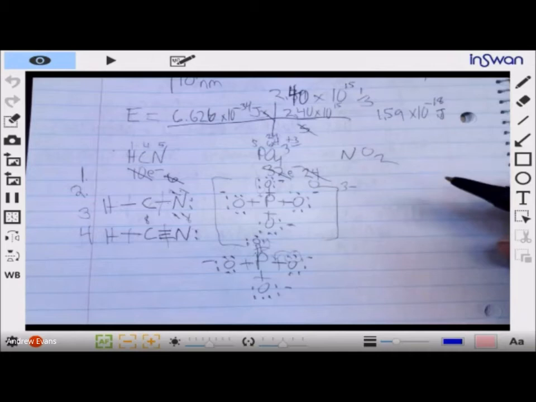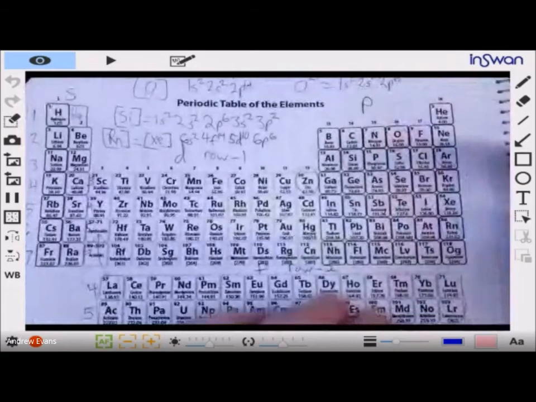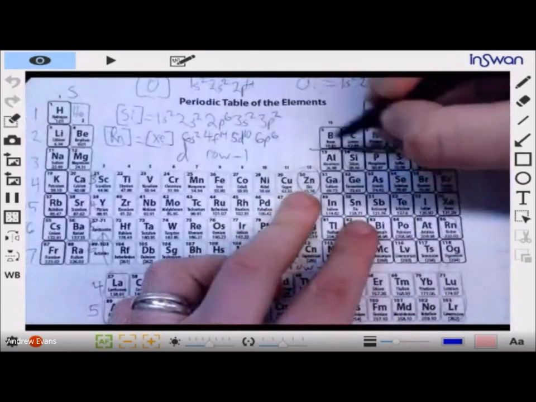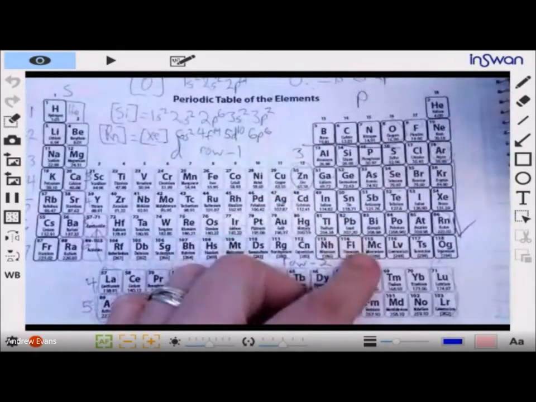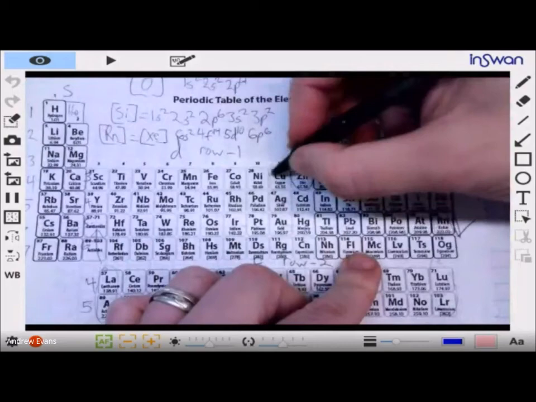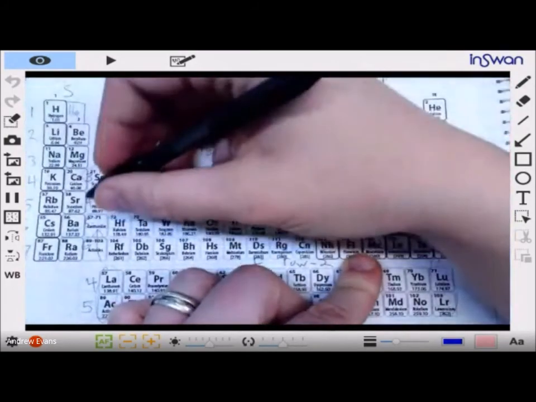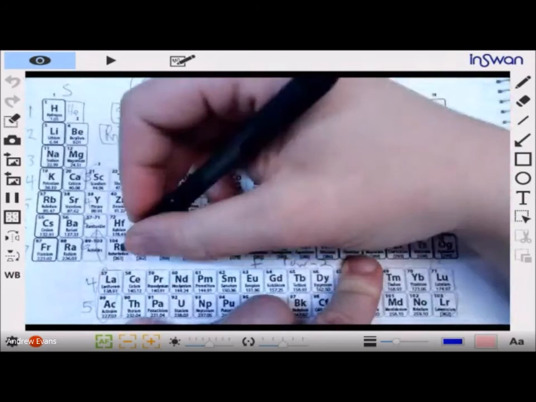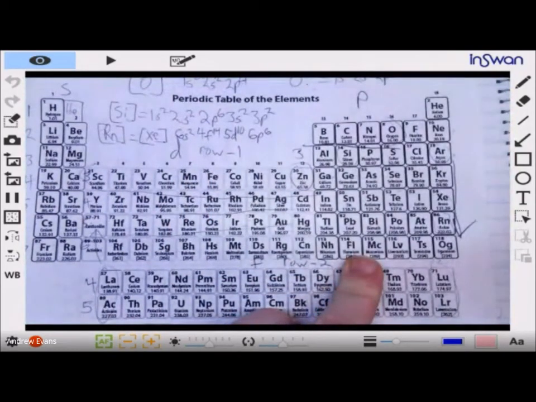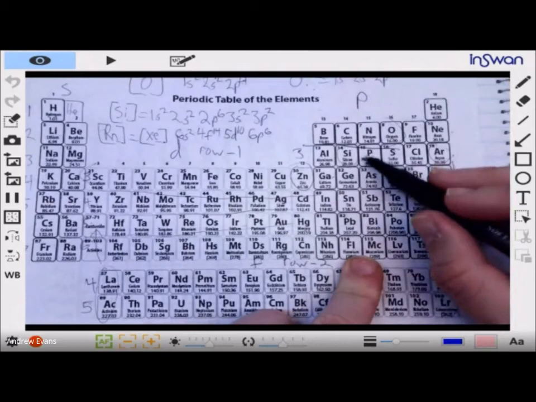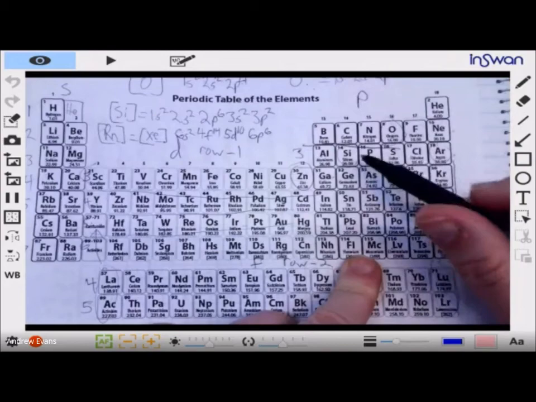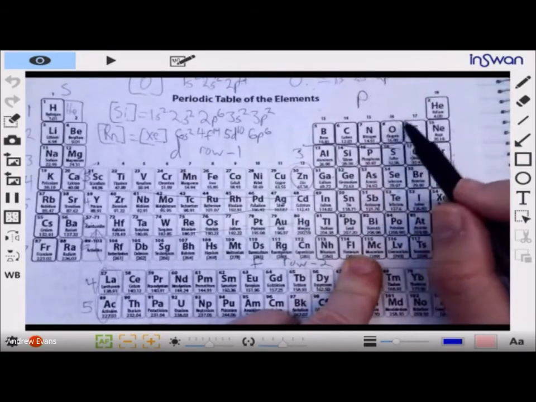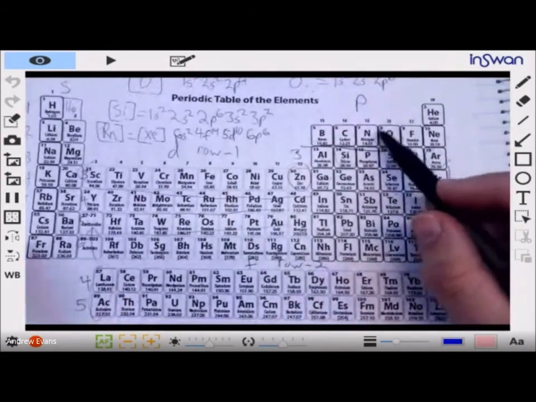Now, phosphorus has an expanded octet. The rule for expanded octets is that any element in row 3 and below, so row 3 going down, can have expanded octets because they have the 3D or 4D or 5D or 6D orbitals that are not filled. So row 3 and below can have greater than 8 electrons. But row 2 cannot. They can only ever have 8 electrons.